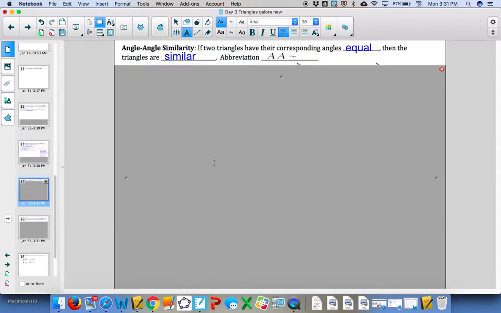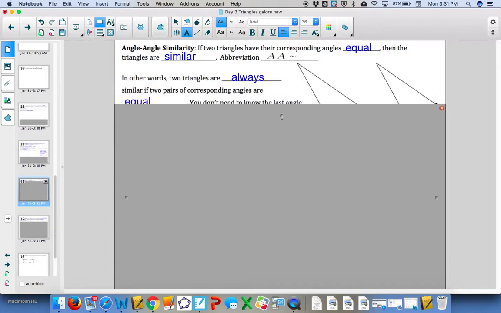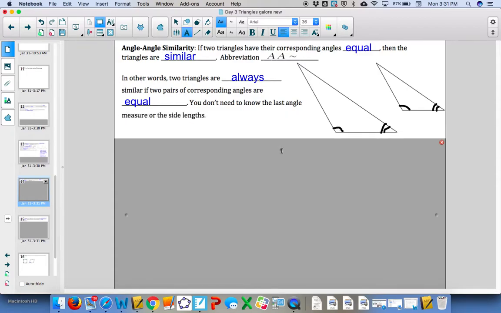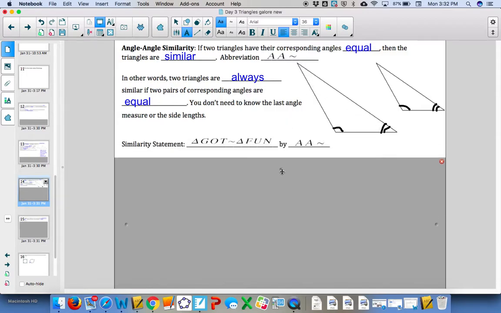A second similarity shortcut for triangles is angle-angle similarity. If two triangles have their corresponding angles equal, then the triangles are similar. The abbreviation is just AA and then the similar symbol. Notice we don't need all 3 angles, we really only need 2 angles. So 2 triangles are always going to be similar if 2 pairs of corresponding angles are equal. You don't need the last angle or any information about the sides. If all I knew was that these 2 pairs of corresponding angles were the same, that's enough to know that the triangles are similar. And we've already talked about how if 2 of the corresponding angles are the same, the third angle would have to be the same, but I don't really have to find that information out.